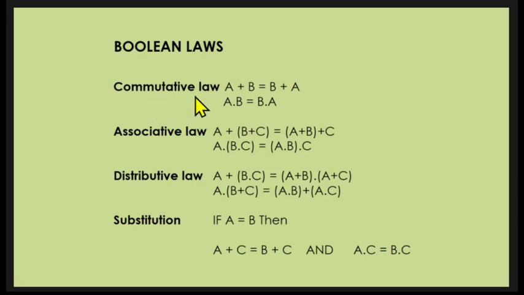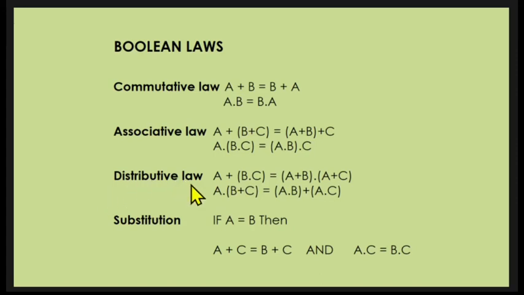This is the commutative law. That means A plus B is equal to B plus A, and A dot B is equal to B dot A. Some of these laws we have studied in normal arithmetic also. Associative law is A plus (B plus C) is equal to (A plus B) plus C. Similarly for AND operation, A and (B and C) is equal to (A and B) and C. You can read this as A dot (B dot C) or (A dot B) dot C.